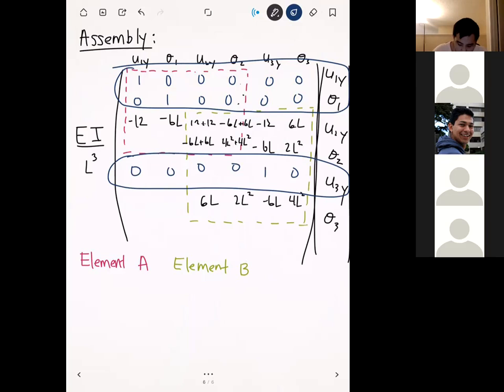Oh, I think I forgot to fill in these two. So this is 6L and then 2L squared. I don't know if I erased them. And then we're also going to have 0, 0 right here. Yes, this is not a satisfying thing. It's tedious, and I know that.